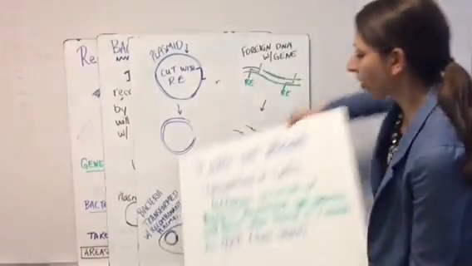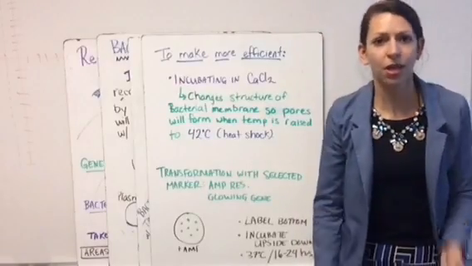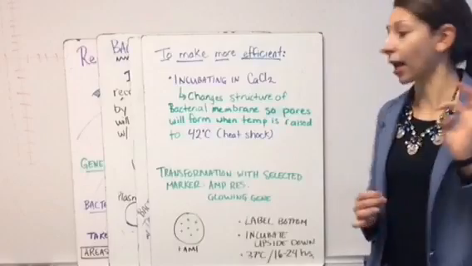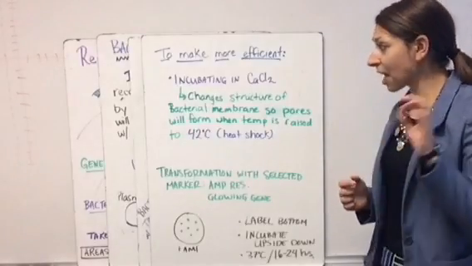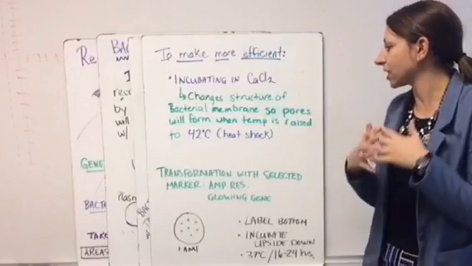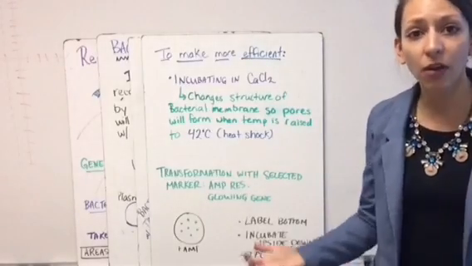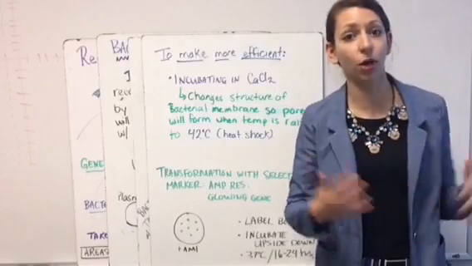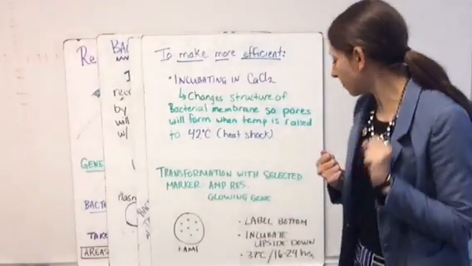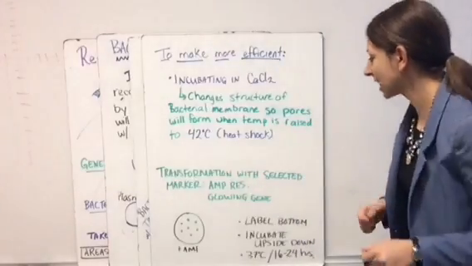All right. So if we do this in the lab, and hopefully you guys will get a chance to do this, there's a couple of things we're going to do that may seem a little weird. One is we're going to incubate it in calcium chloride. And this is going to change the structure of our bacterial membrane, so pores will form when the temperature is raised to 42 degrees Celsius, and we call this a heat shock. Now, why do we want to do this? It's called making the bacteria more competent, making it able to take up that foreign DNA. And so hopefully that will work, and the heat shocking is a really fun process.